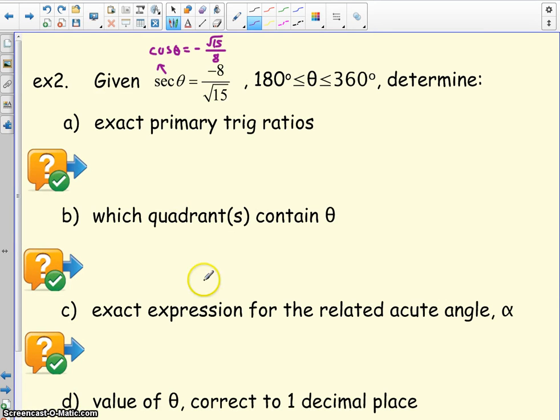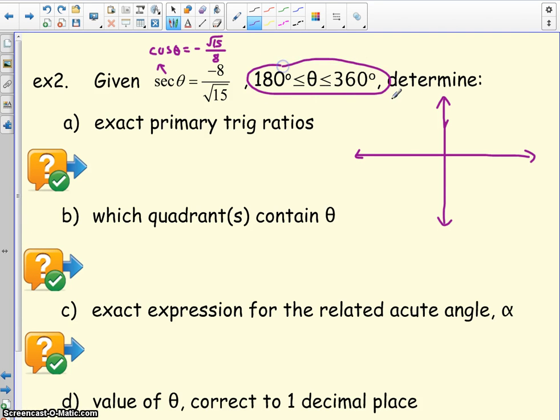Right, so the first thing I'm going to do here, just because I don't like necessarily working with the reciprocal ratios, I'm going to change it from secant into its reciprocal ratio cosine, so that will be negative root 15 over 8. Okay, now, again, I suggested making a sketch of this, so I'm going to draw a Cartesian plane, like I normally do. Now I'm being told that my angle is going to be somewhere between 180 degrees and 360, which means it's somewhere either down in quadrant 3 or quadrant 4. Which one could it be? Are both possible, or is there only just one of them?